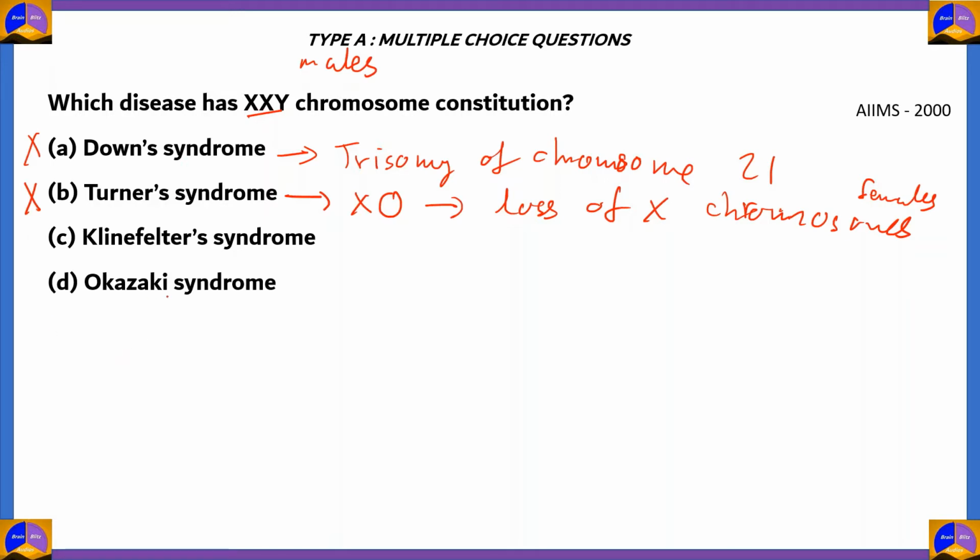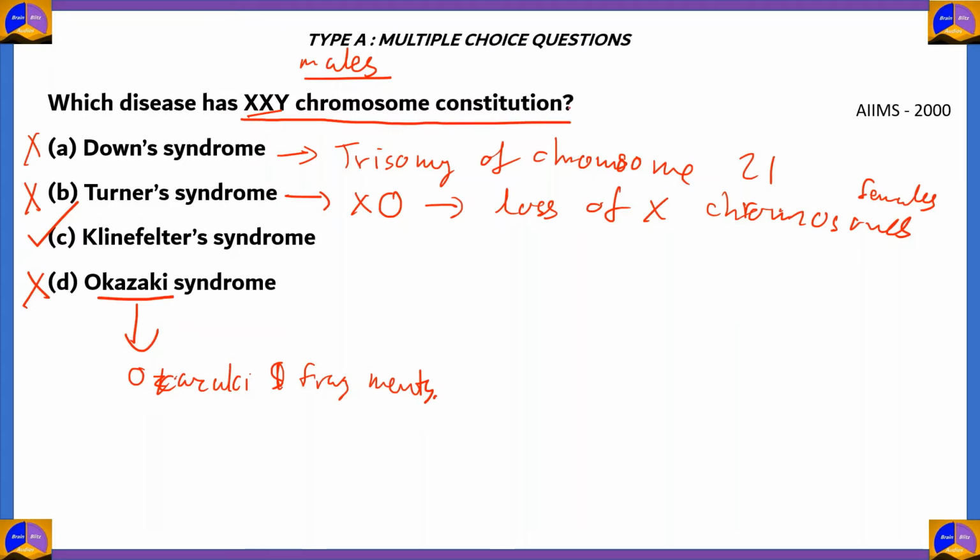What about option D, Okazaki syndrome? This is also incorrect. The term Okazaki is most commonly used in Okazaki fragments. There has been no syndrome named as Okazaki syndrome. So option D is incorrect. The right answer is option C, Klinefelter syndrome. Klinefelter syndrome affects males, and it has the XXY chromosome constitution, basically an extra X chromosome.